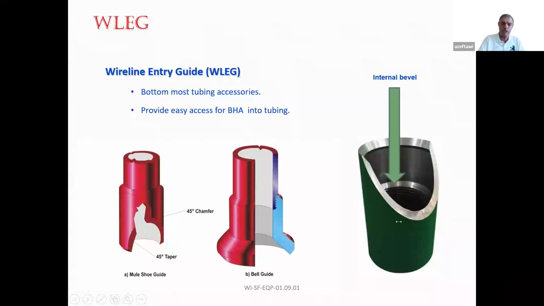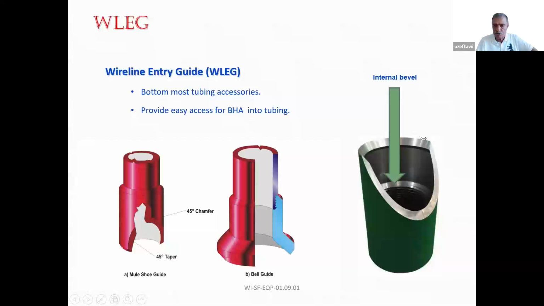This is the mule shoe. Here, this green device is a mule shoe, but I made it upside down. I need you to see what's inside. So if you look, this is upside down. Now to run in the hole, you run it in this direction. If you need to go back into the production string, this is the first part you are going to meet of the wireline entry guide.